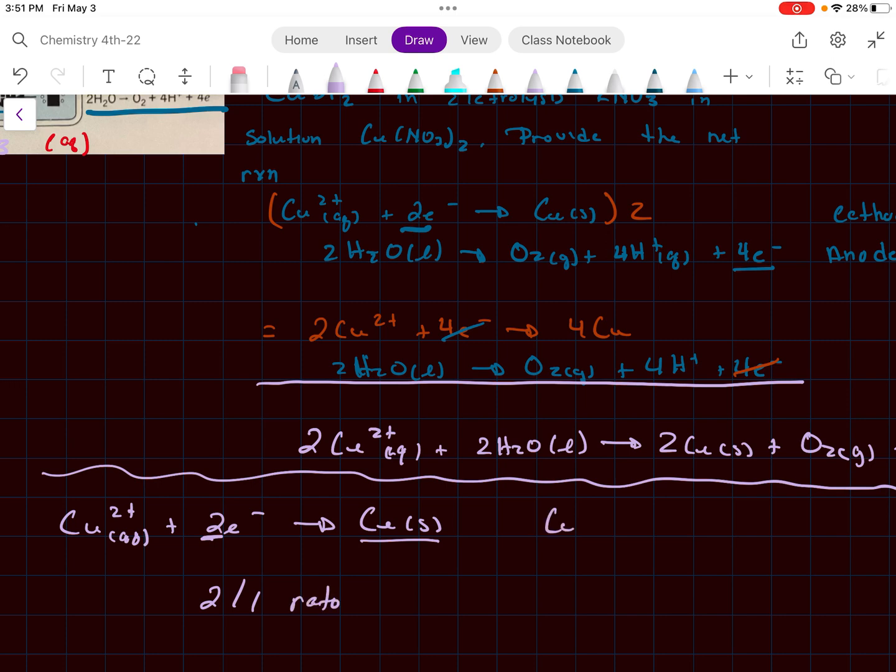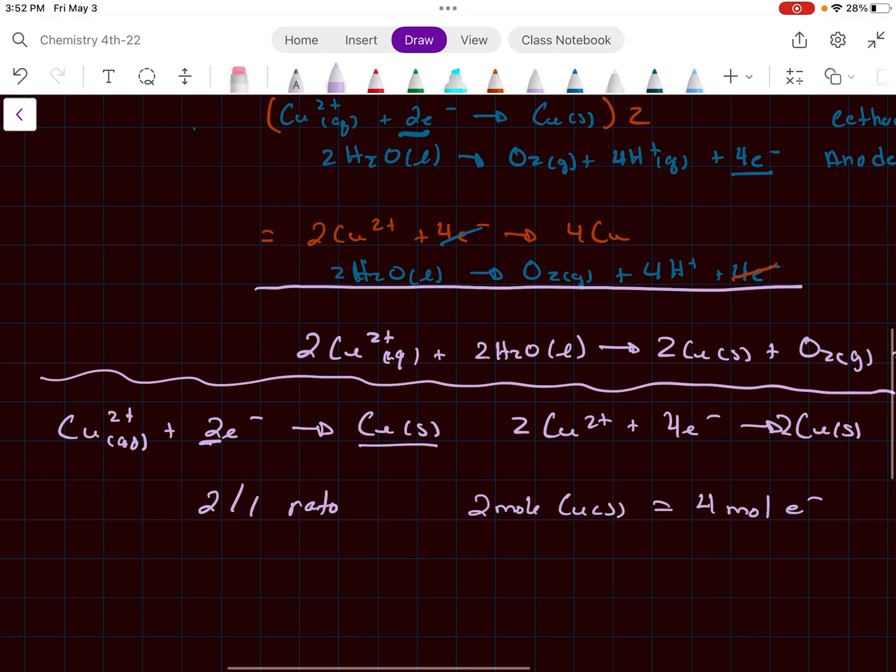If, for example, I had copper 2 plus 4 electrons to form 2 moles of copper solid, in this case the ratio would be 2 to 4. For every 2 moles of copper deposited, I would need 4 moles of electrons. So 2 moles of copper needs 4 moles of electrons to be deposited. It's a simple stoichiometric ratio. All it is saying is it's just a mole ratio between the amount of electrons and the copper that's produced. One thing that you may or may not see in your formula sheet is the Faraday.